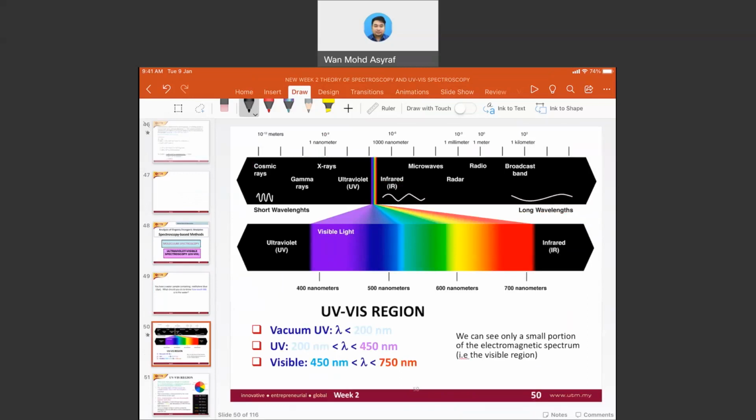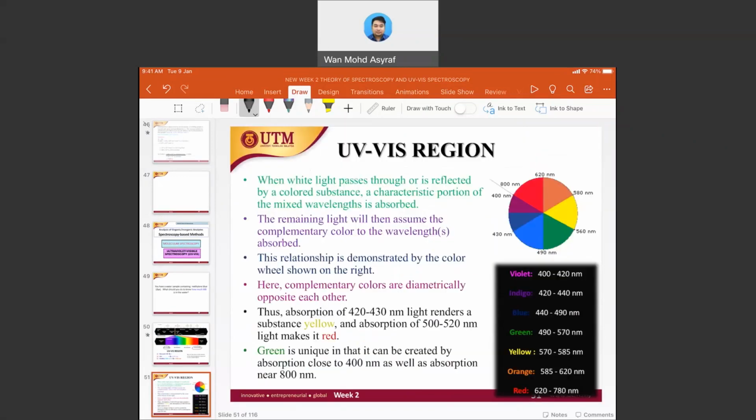UV visible region is quite large. It spans from 400 nanometer until 700 nanometer. So all of this region, 400 nanometer until 700 nanometer, is the UV and visible region. You need to know about this region so that whenever you are using a UV-Vis instrument, you are able to set any kind of wavelength for your compound of interest. Okay, UV visible region.